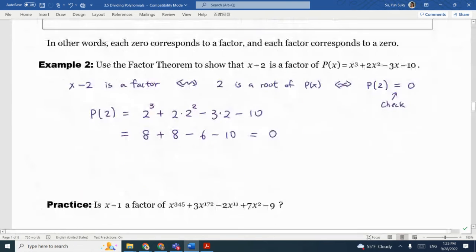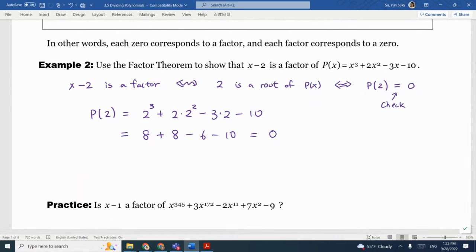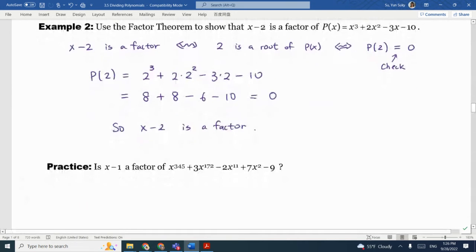Yeah, this is 0. See? So we get, this is correct. So that's why 2 is the root of P of x. That's why x minus 2 is a factor. Okay, everybody? Yeah, so x minus 2 is a factor. Okay. All right.